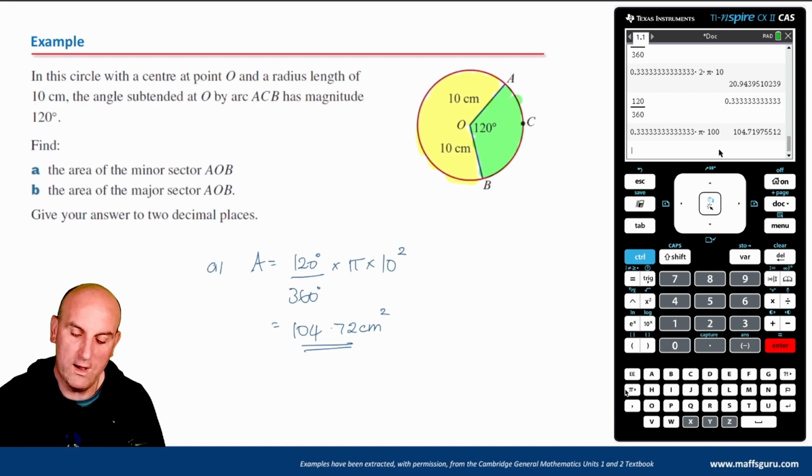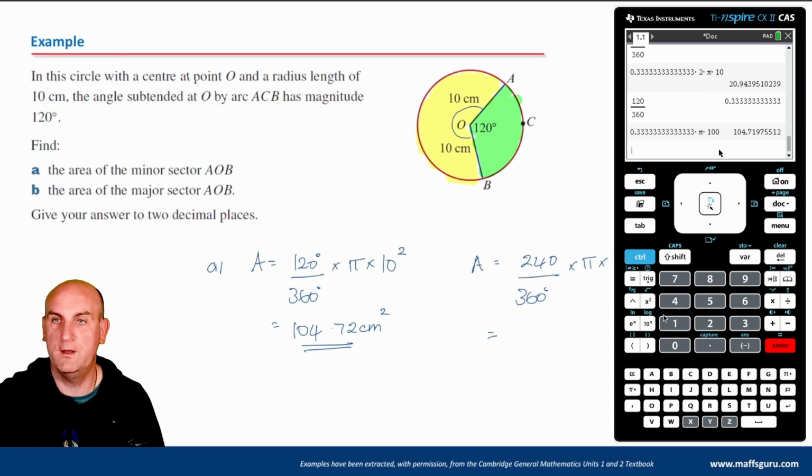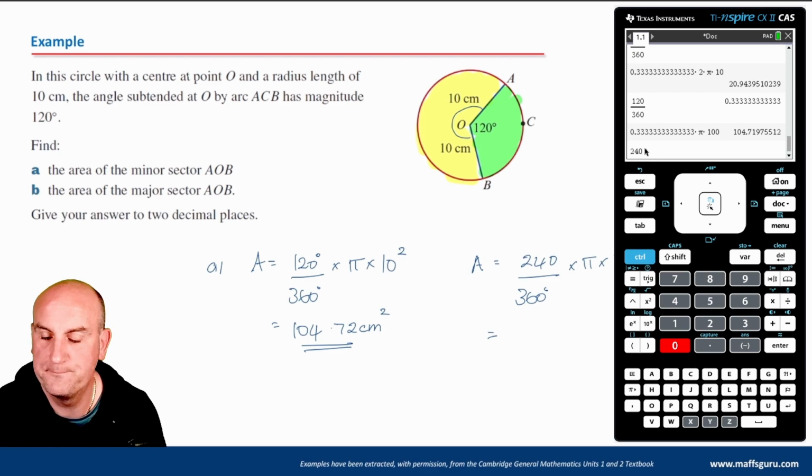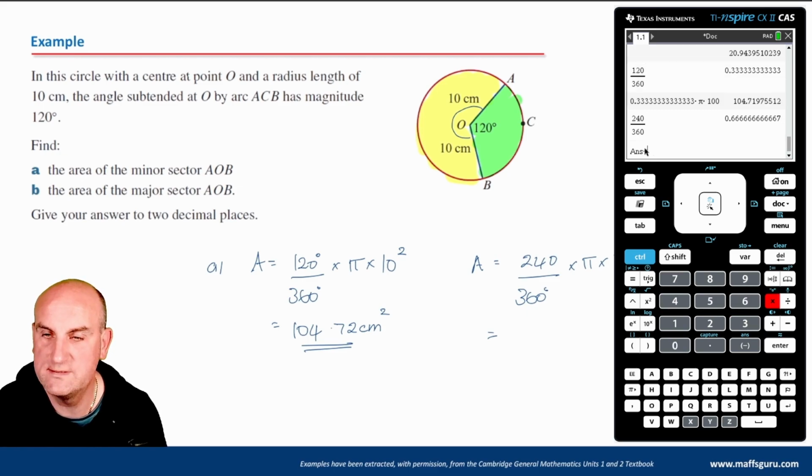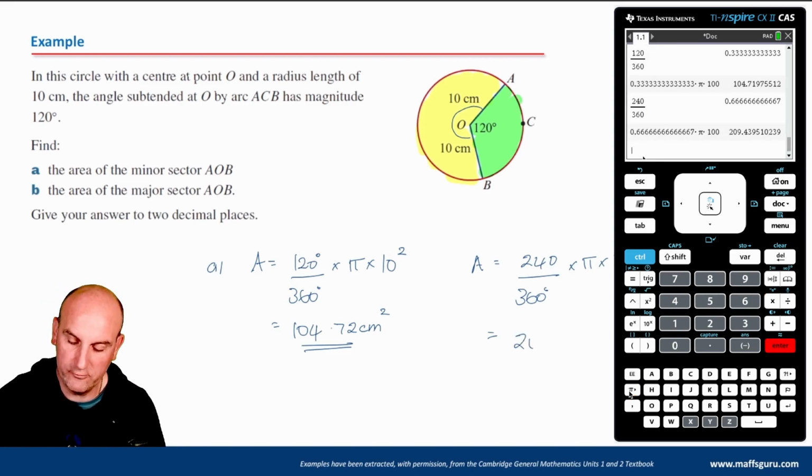All right, but the point of it is, what angle is that one there? Well, the whole circle is 360. That's already 120. So the angle I'm looking for now would be 240 degrees. So in which case the area is equal to 240 divided by 360 times pi times radius squared, which is 10 squared. Let's use the calculator. So we're now going to do 240 divided by 360, times that by pi and times that by radius squared, which now gives me 209.44, to 2 decimal places, centimeters squared.